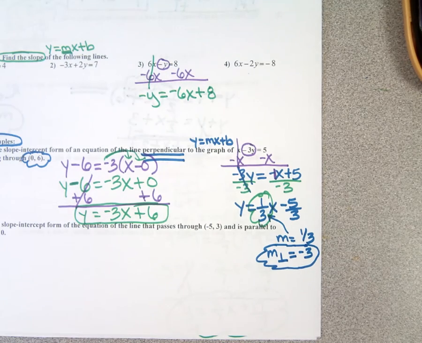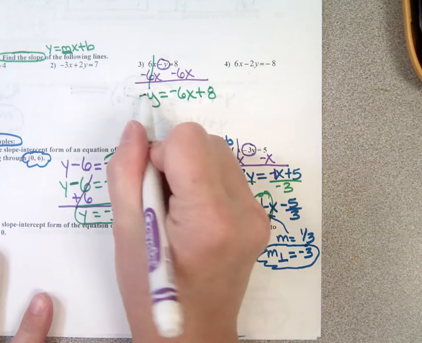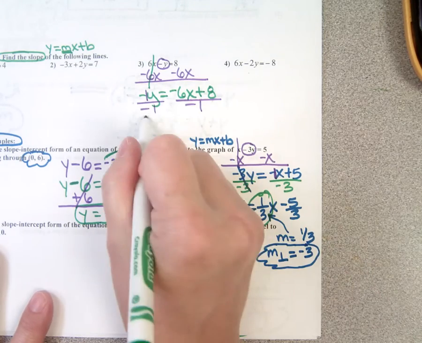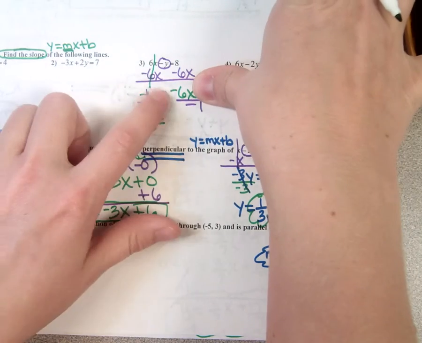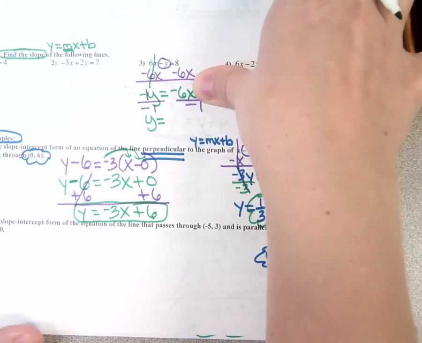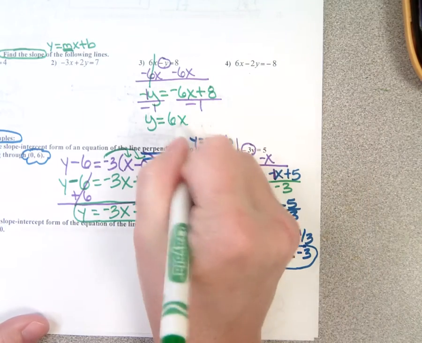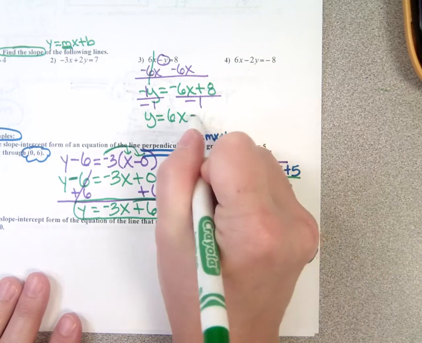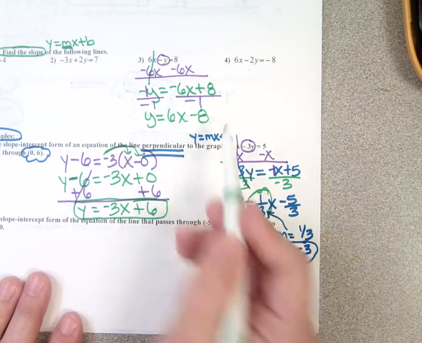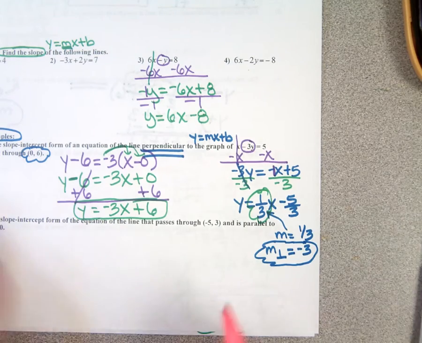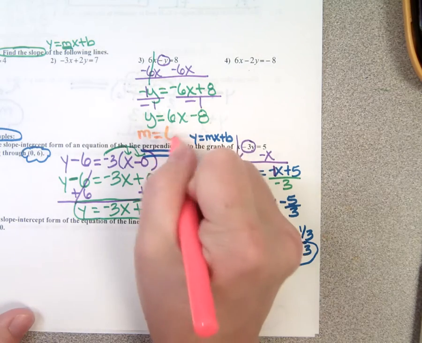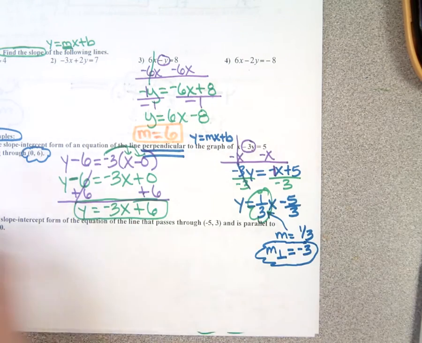Now what's in front of y that I'm going to divide by? A negative 1. So I'm going to divide both sides by -1. And then what's a -6 divided by a -1? A +6. So a +6x. And what's 8 divided by -1? A -8. Okay, now that the equation's in slope-intercept form, what's the slope of this line? The slope is 6, because that's the number that's smushed up against the x. So that's how I have to do that section there.